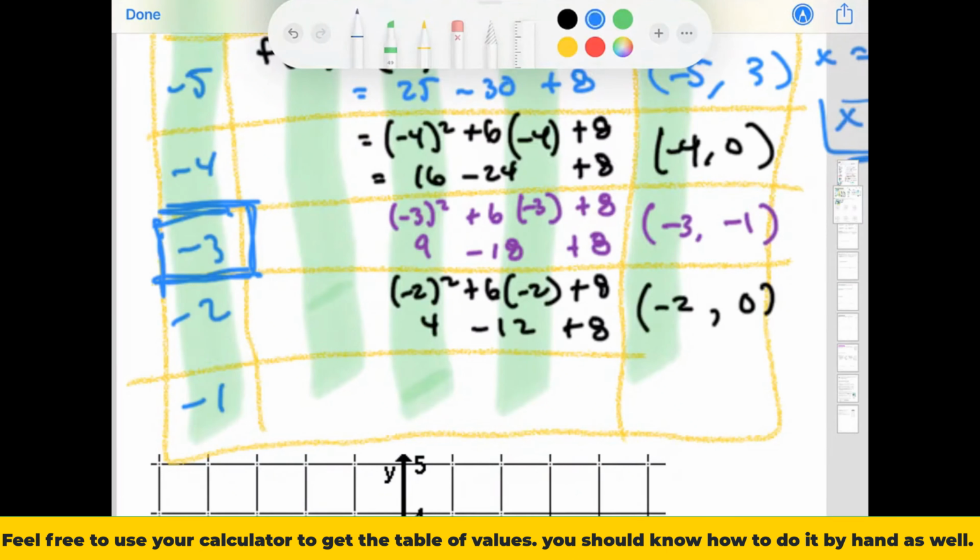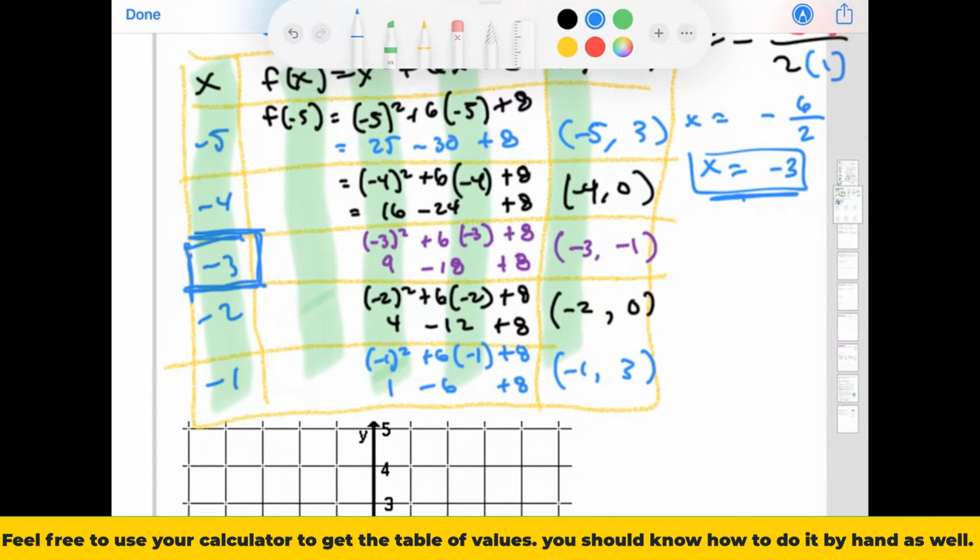So that would be negative 2. And the last one would be negative 1 squared plus 6 times negative 1 plus 8. So 1 minus 6 plus 8, this would be 1 minus 6 is negative 5. Negative 5 plus 8 gives me 3.